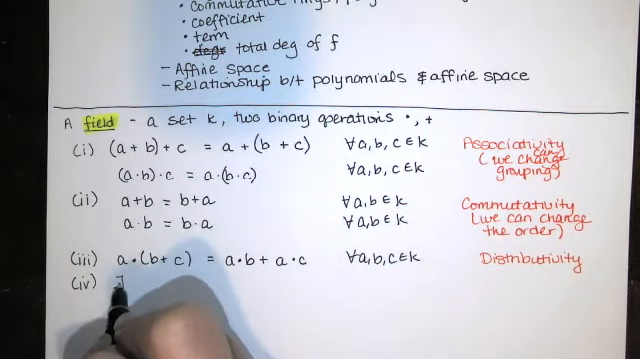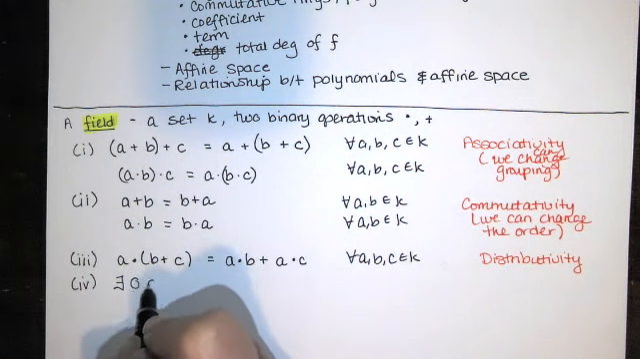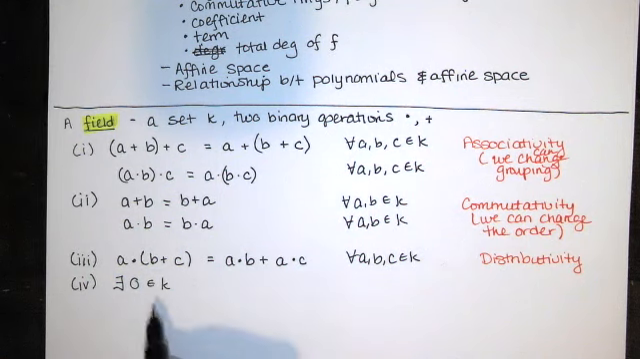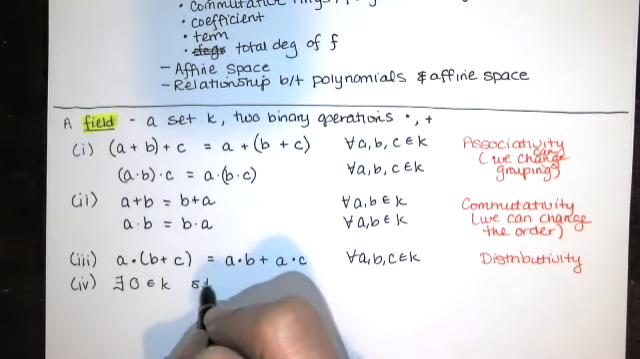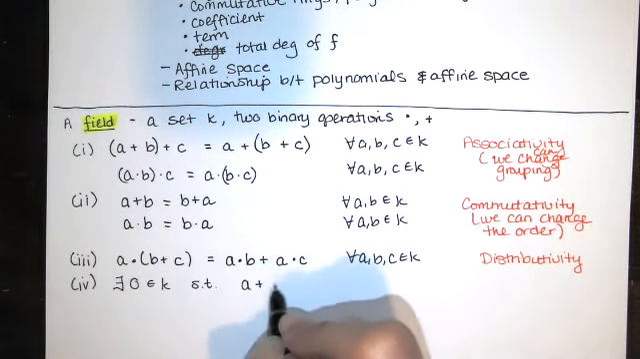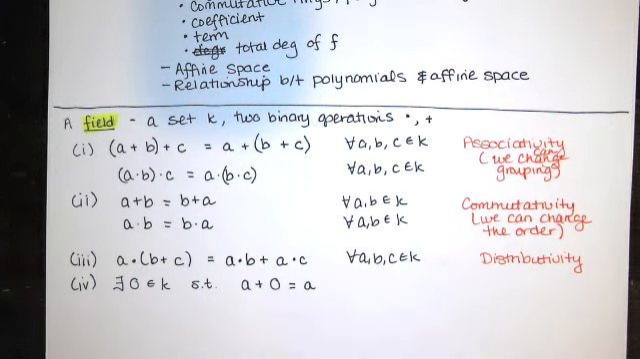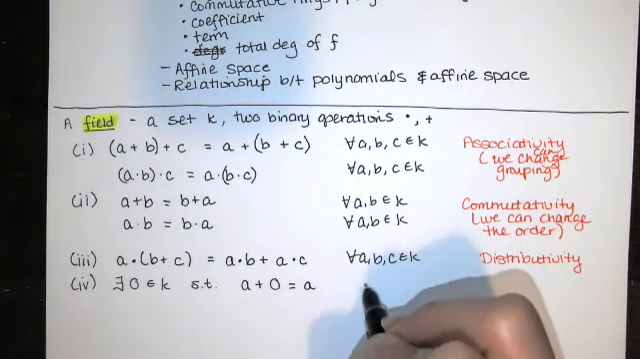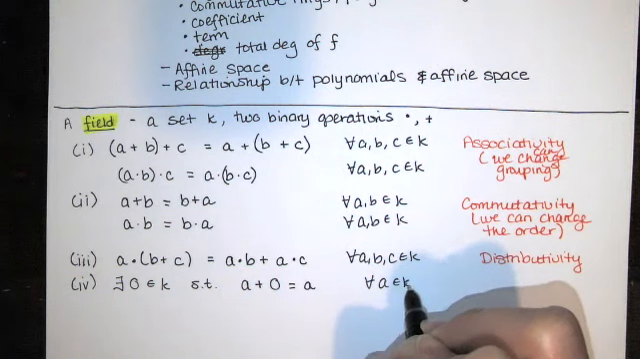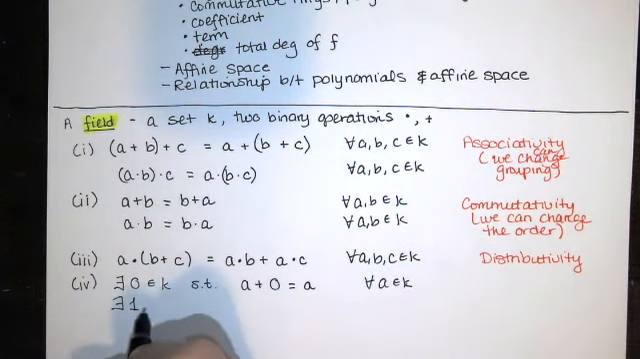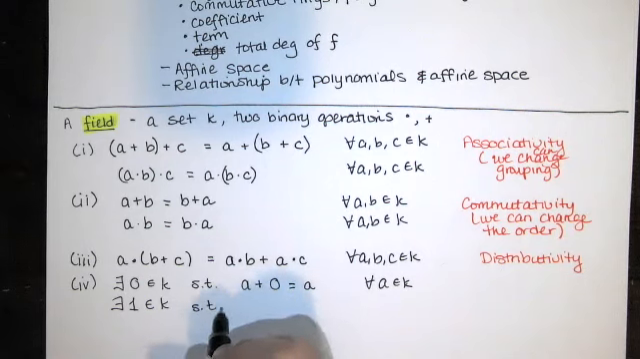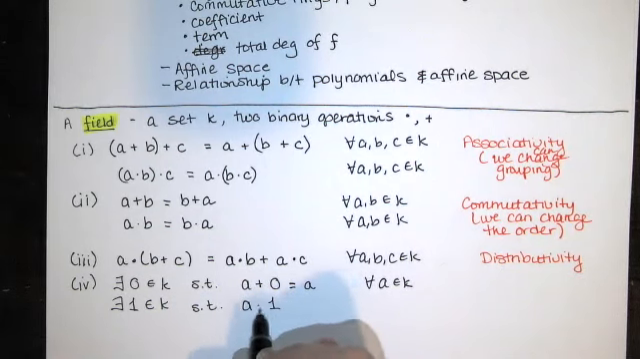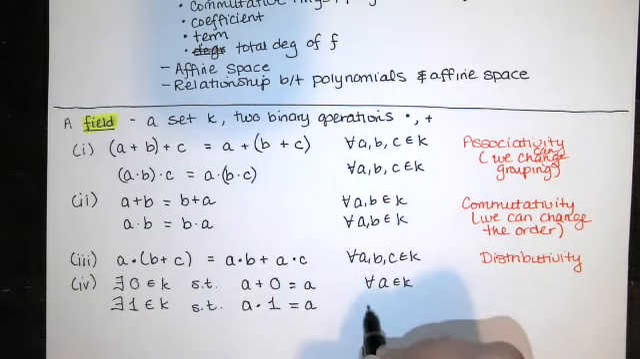And then we've got the additive identity element. So there is some zero element within our set, so that if you take any number in the set and you add 0 to it, you get that number back. And there's also a number in the set, we normally denote that by 1, such that if we take any number and we multiply that number by 1, we get that number back.